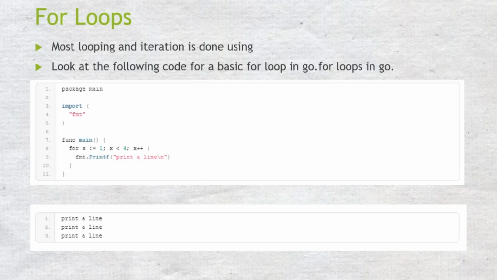So we have our for, and we set our x value to 1. The next statement is our expression. So as long as x is less than 4, it's going to run this block. And each time it runs the block, it's going to increase x by 1, which is x plus plus. So each time we enter the loop, we're going to print a line. So essentially what we're going to do here is print out 3 lines, which you can see the output of this code at the bottom there, which is print a line, print a line, print a line.